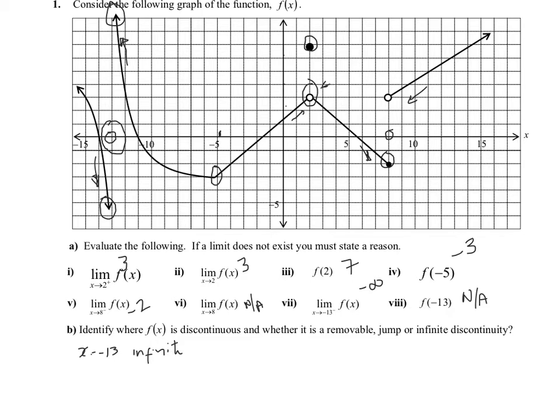The next one is at this point, you can see that the left and right limits of the function exist at x equal to 2 and they are equal to this value. So this is a removable one. So we say x is equal to 2 is removable.